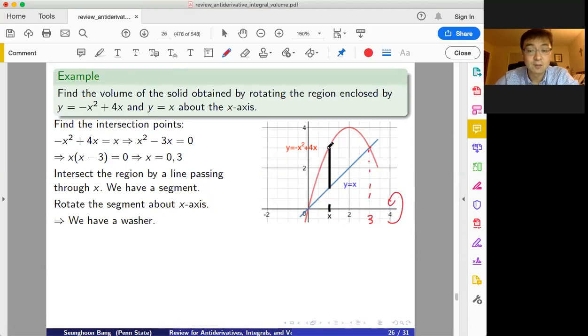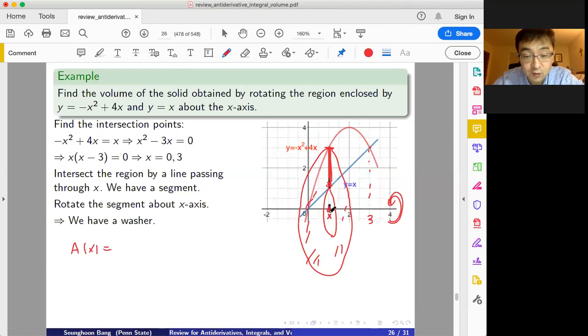How can you do that? Same. You can make a segment. You can choose an x value. You have to cut, and next, you have to rotate this segment about the rotating axis. What happens? The outer one has a big circle. The inner one has a small circle. So like this, you can find a washer. This is a washer. So what's A of x?